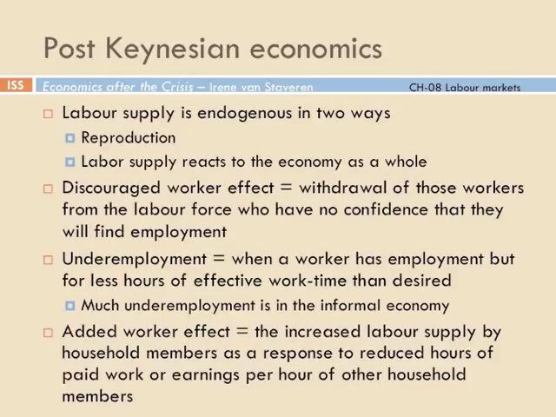In post-Keynesian economics, labor supply is regarded as endogenous in two ways, not only as a produced production factor through reproduction, but also as a reaction to the economy as a whole. For example, we distinguish the discouraged worker effect, underemployment, and the added worker effect.